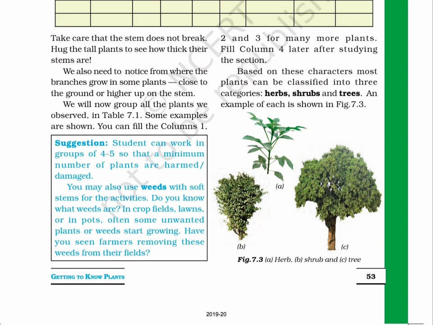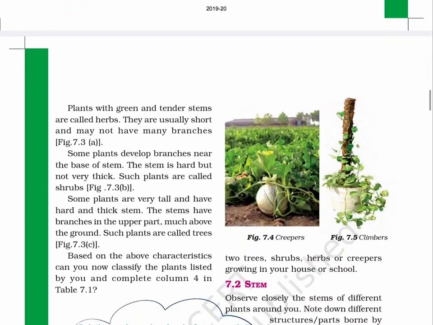Do you know what weeds are? In crop fields, lawns, or in pots, often some unwanted plants or weeds start growing. Have you seen farmers removing these weeds from their fields? Figure 7.3a shows herb. Figure B shows shrub and Figure C shows a tree. Page 54.